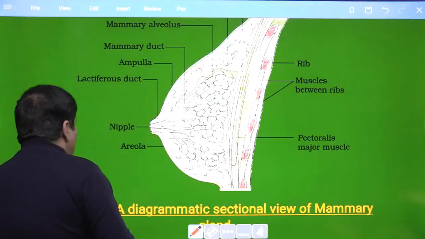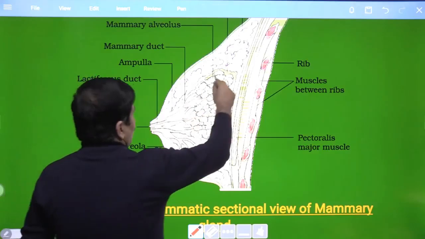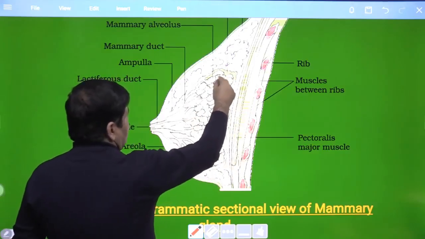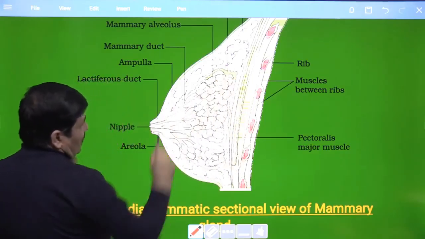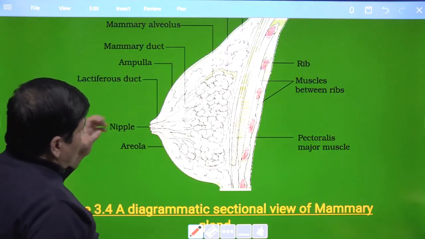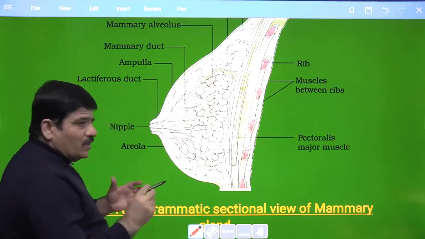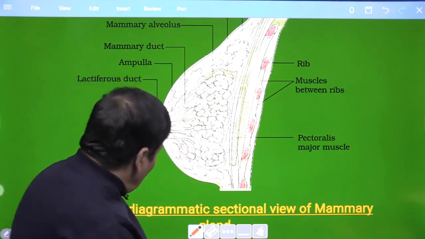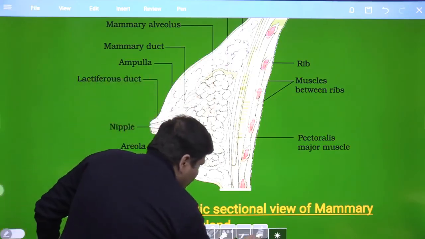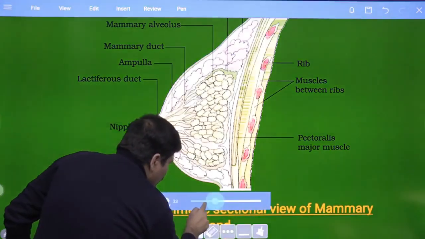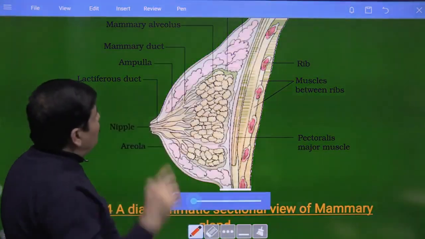Now, going back to the diagram given in your NCERT, these are the lobes, and in the lobes you can see a large number of sac-like structures. They are called alveoli, and these alveoli secrete milk. The milk goes into the mammary tubules, and from the mammary tubules, so let me dim it, let me just reduce the illumination. This would be better visible to you.